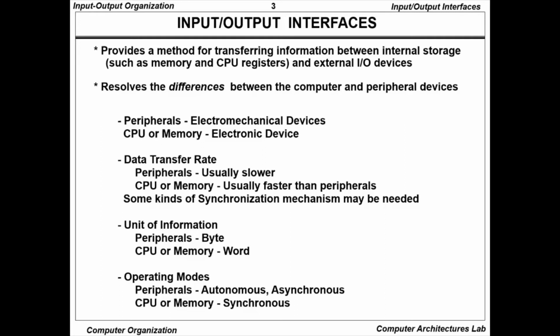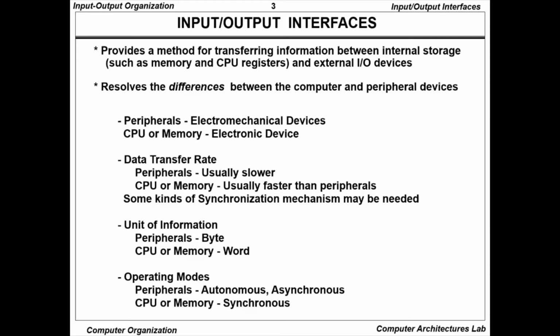Okay, we can connect external devices to the computer, because the computer is organized to receive input as well as send output. It provides a method for transferring information between internal storage such as memory and CPU registers, and it also transmits information from external input output devices. That is called IO interfaces. It resolves the differences between the computer and peripheral devices.